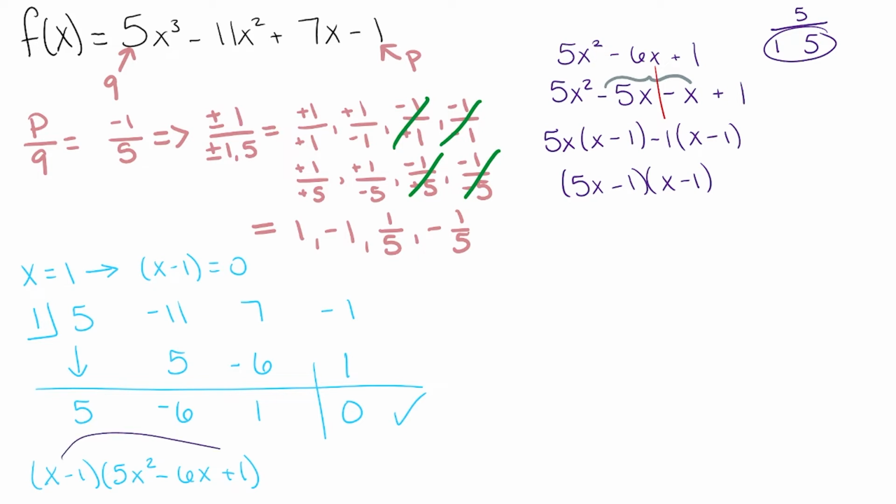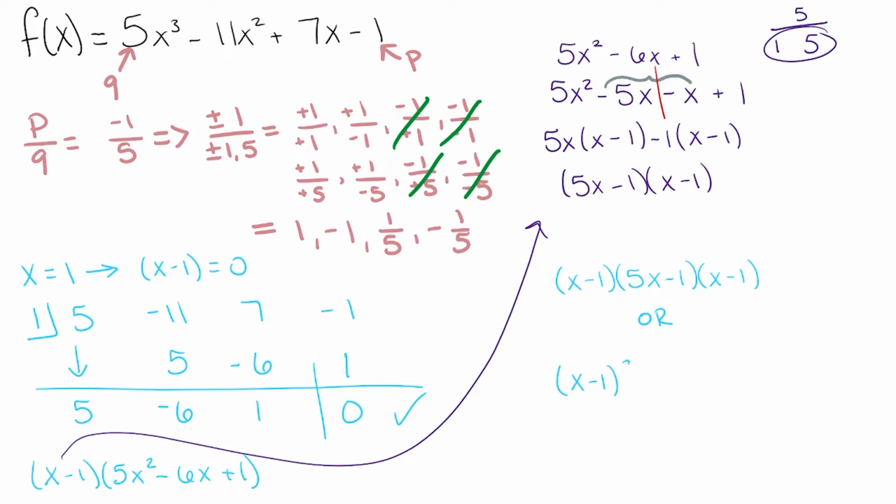and then we'll bring back our x minus 1, meaning our fully factored form of our original polynomial is x minus 1 times 5x minus 1 times x minus 1. Or we can group those x minus 1 terms together and get x minus 1 squared times 5x minus 1.